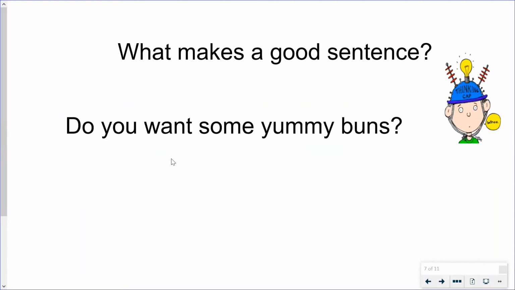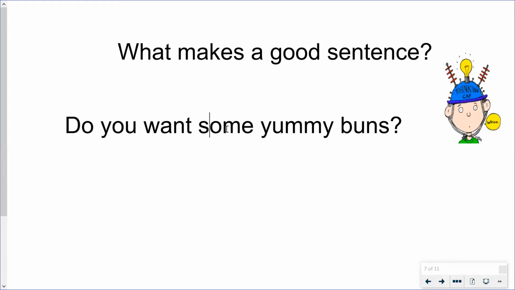Fantastic. So now we know when we're writing a sentence, after we finish our writing, we need to check it. Well done. Read it with me. Do you want some yummy buns? Fantastic. Do you think you can spot my adjectives?